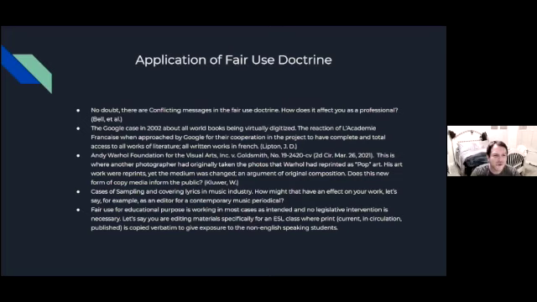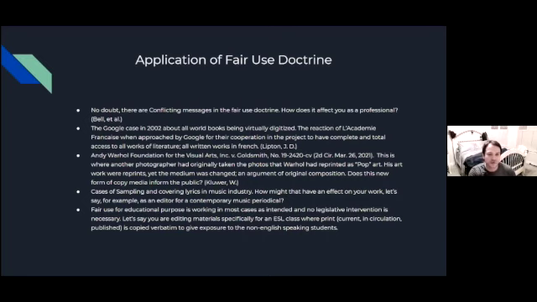So also, no doubt there are conflicting messages in the fair use doctrine. How does it affect you as a professional? There was the Google case in 2002 about all the world's books being virtually digitized, and the reaction of l'Académie Française. It's the department of the French government that oversees the French language, and they wanted access to their library. They wanted to upload it, and they were told, no, that's not fair use. You don't have the right to all that.